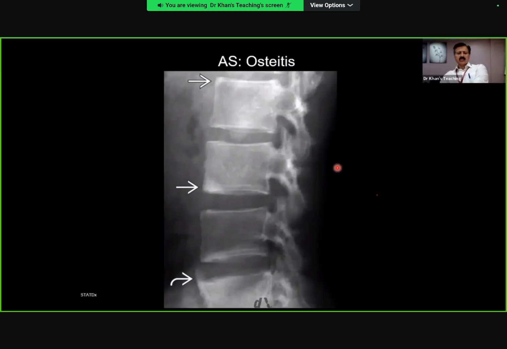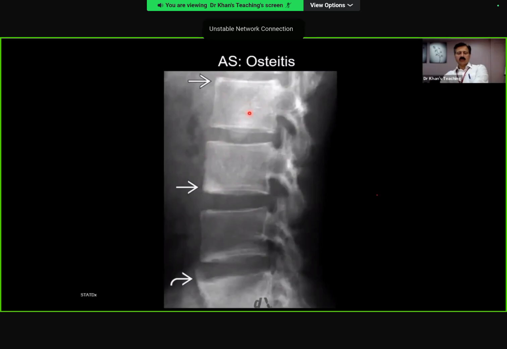Now, this is the equivalent on a plain film, the shiny corner sign. So basically, when there is early, active disease, you can get this kind of finding, similar to what we saw on MR. And again, you can see that there is squaring of vertebral bodies. So the examiner might show you.